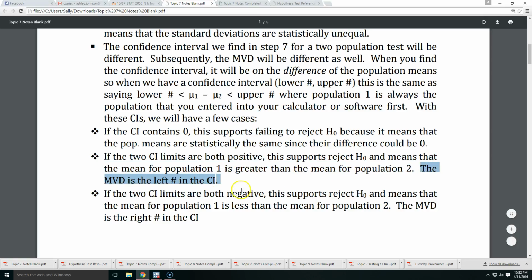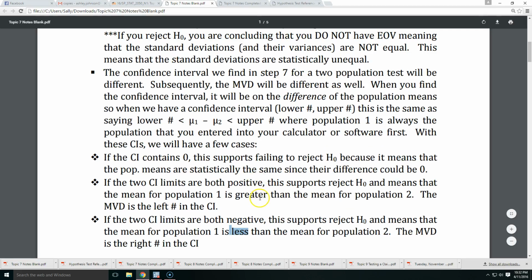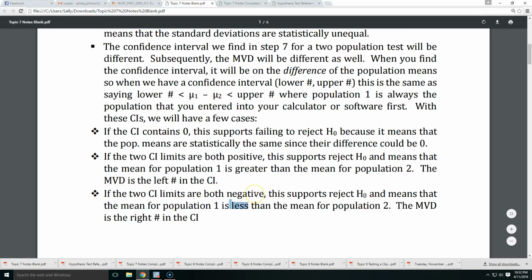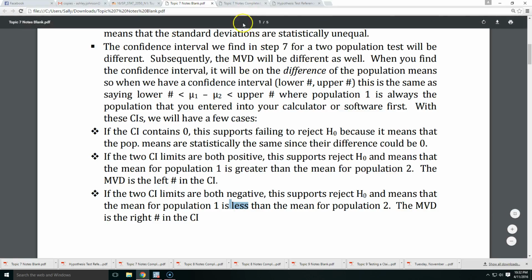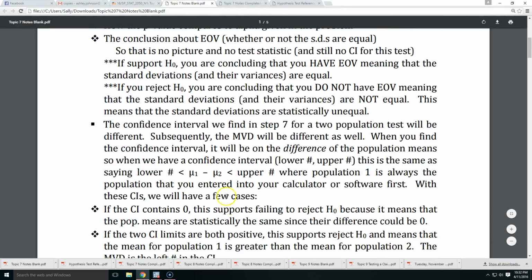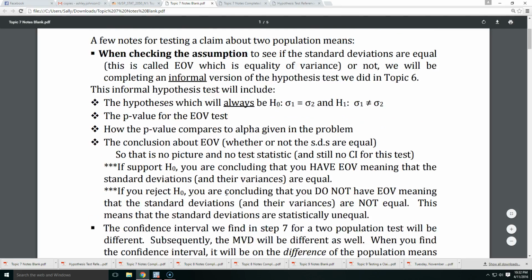And then if the two confidence interval limits are negative, this supports rejecting H0, and that means that the mean for population 1 is less than the mean for population 2. So this is all very general right now, but it's important to have heard it and read through it a little bit before we start the problems, because it will help solidify some of these more picky details when we actually get to the problem.